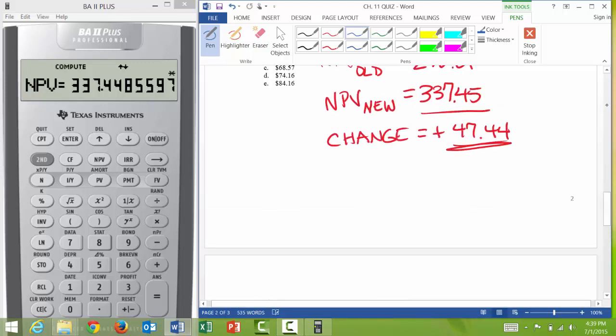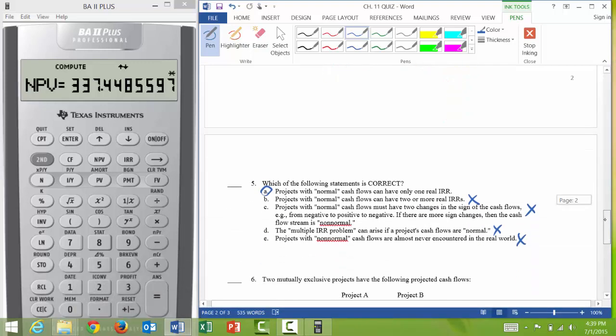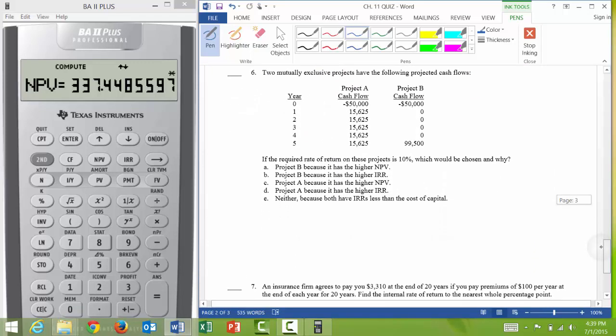Sorry about that. It's very, very sensitive when I hit this scroll button.